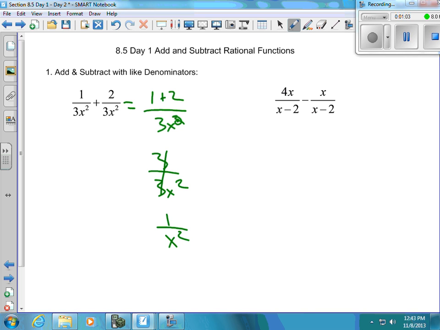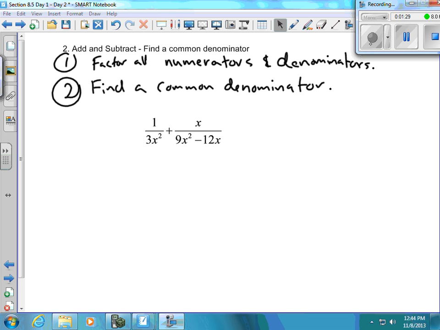Over here we have 4x over x minus 2 minus x over x minus 2. That's just 4x minus 1x over x minus 2, or 2x, not 2x. 4x minus 1x is 3x over x minus 2. Okay, so if they have like denominators, it's pretty straightforward, like normal addition and subtraction of fractions. So you're probably thinking to yourself, well, it can't be that easy all the time, and you're right. You've added or subtracted fractions, but they don't always have like denominators. So when you have unlike denominators, here's what we're going to do.